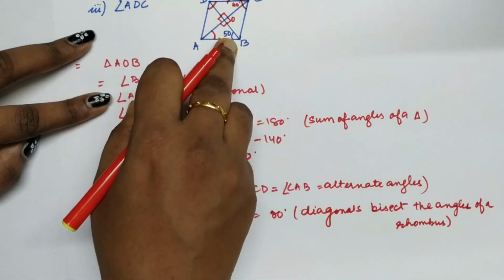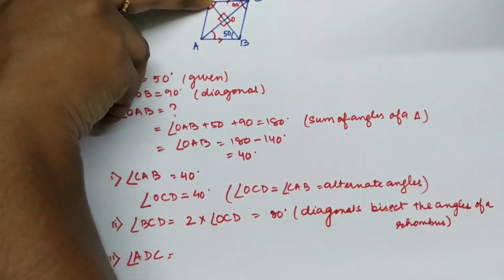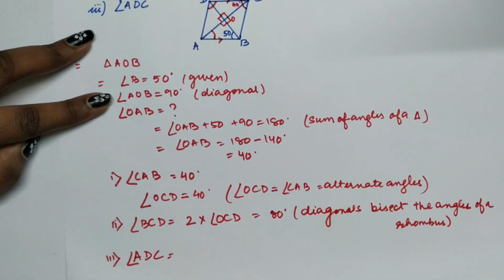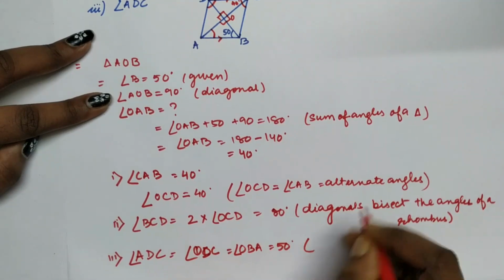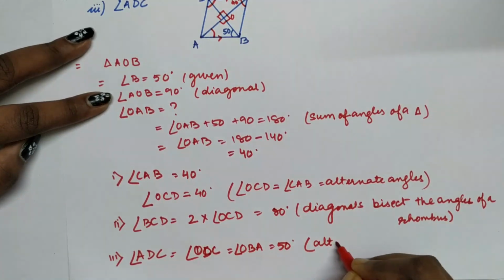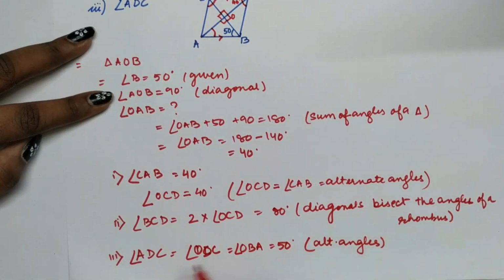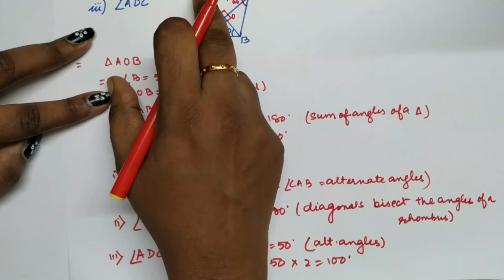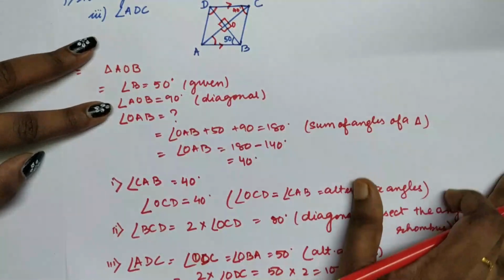So we know that this side is 50, so the other side of this triangle, this angle, that is ODC, from this side it is going to be 50 degrees. So if I say ODC equal to OBA, that is 50 degrees, again the reason being same as this, alternate angle, then 2 into ODC, that is 50 into 2 is 100 degrees, will be the answer of angle ADC.